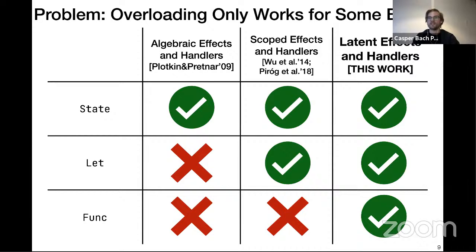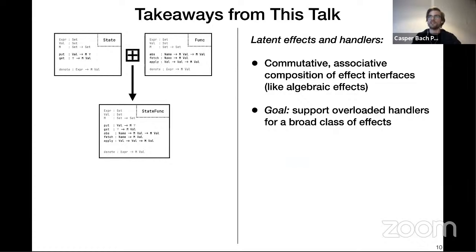Okay, so that is essentially the setup. That is the problem that we address in this work. So the takeaways from this talk are that latent effects and handlers are like algebraic effects. They give a commutative associative semantics for composing effect interfaces. And the goal of the abstraction that our short paper is about is to support overloaded handlers. That is, we can assign different meanings to the same set of effects for a broader class of effects.